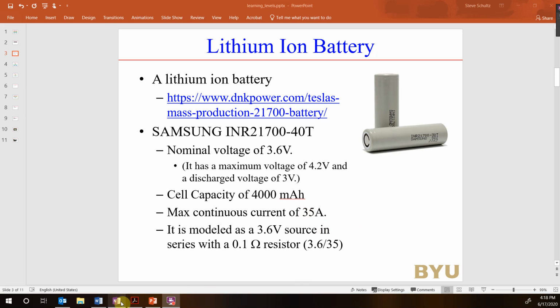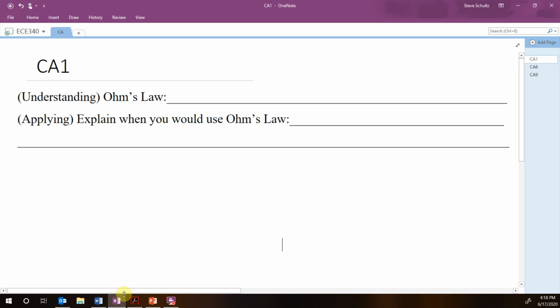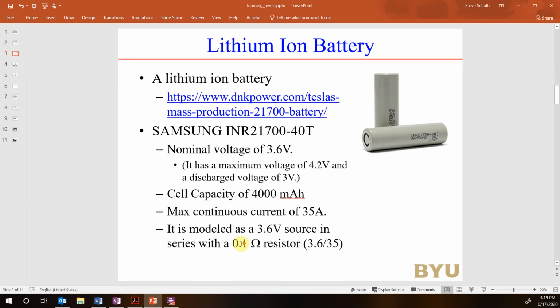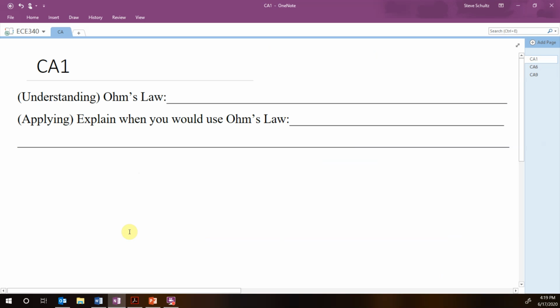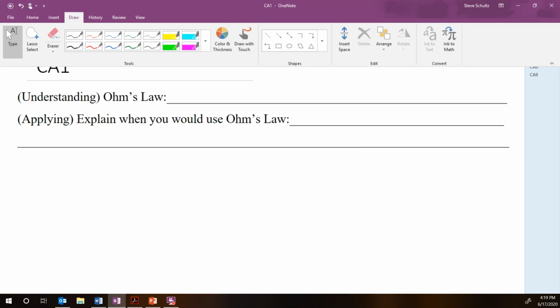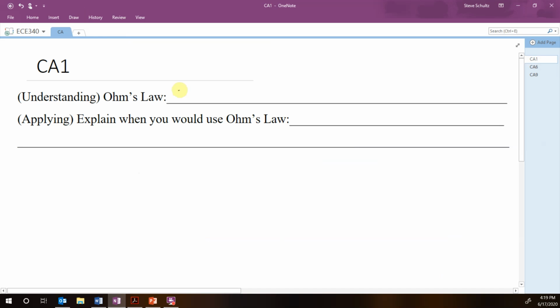So let's go over to our activity and start. We want to start with this idea of remembering, understanding, and applying related to this problem. We're going to start with memorizing. So what is Ohm's law? Ohm's law, let's go with blue, is V equals IR. We memorized Ohm's law.